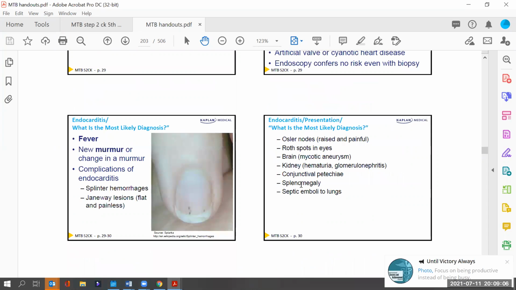Now, what is the most likely diagnosis? Again, in the presentation, you will have clues in the history, you will have clues in the MCQ. The patient has fever and murmur, of course, these two are very important. So always, if the patient is having fever and murmur, there is no ambiguity in this one.